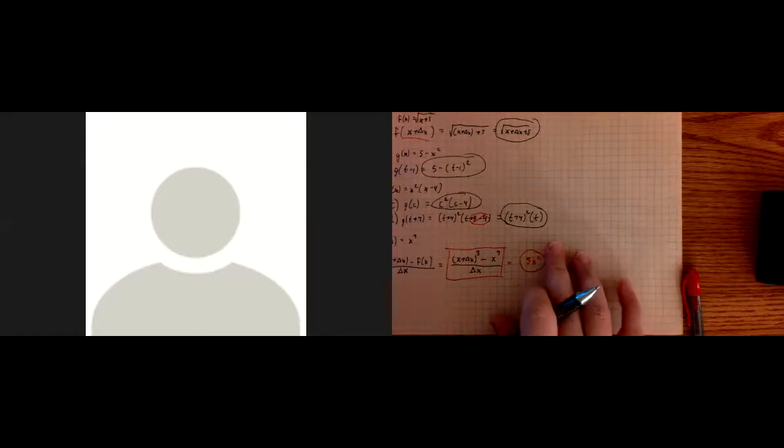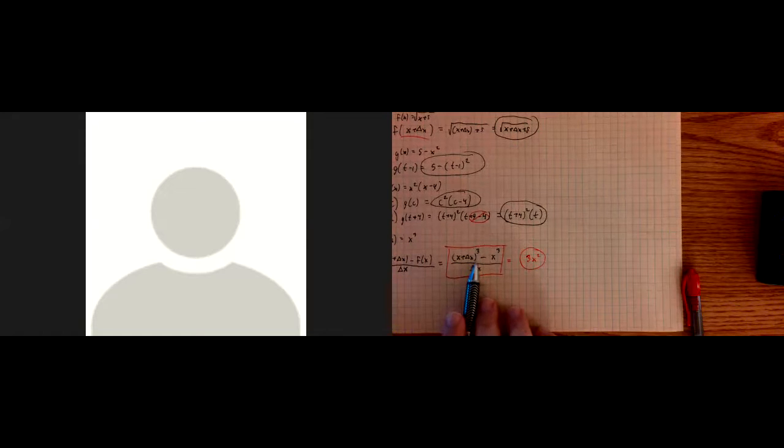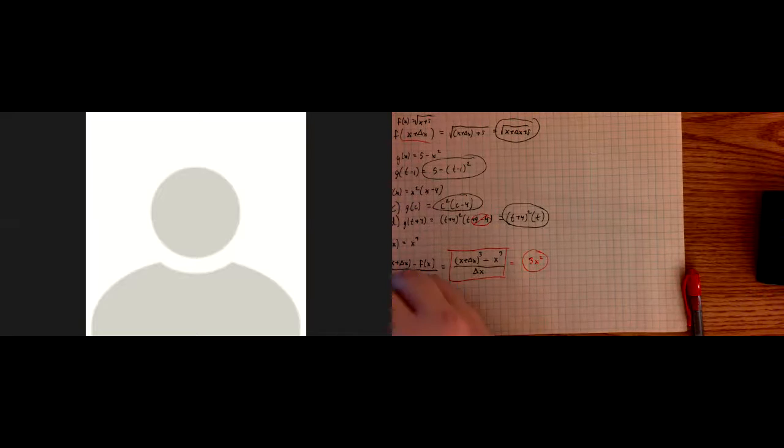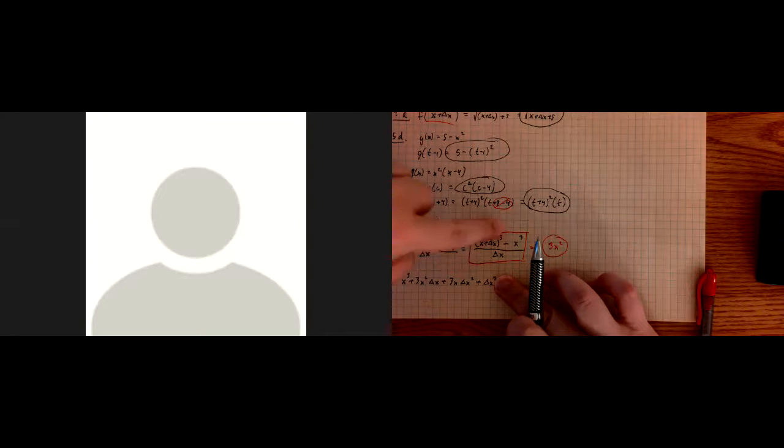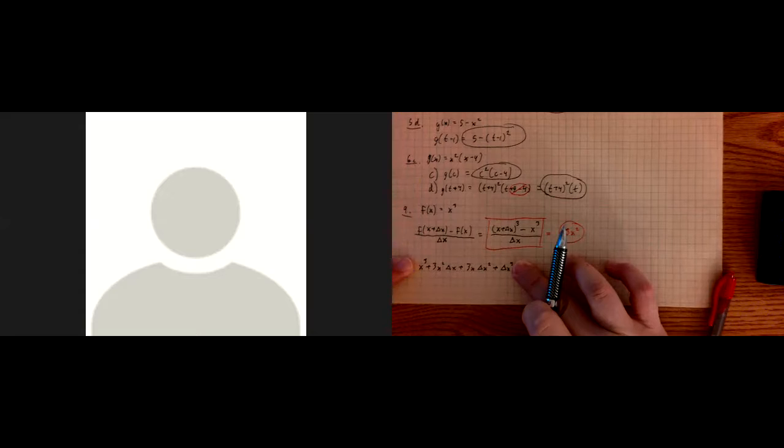So here I can run through it really quick. The big thing is knowing how to cube this thing. Do you know your perfect cube formula? For this one, it should be x cubed plus 3x squared delta x plus 3x delta x squared plus delta x cubed. That should be x plus delta x cubed. I use the perfect cube formula to do it.